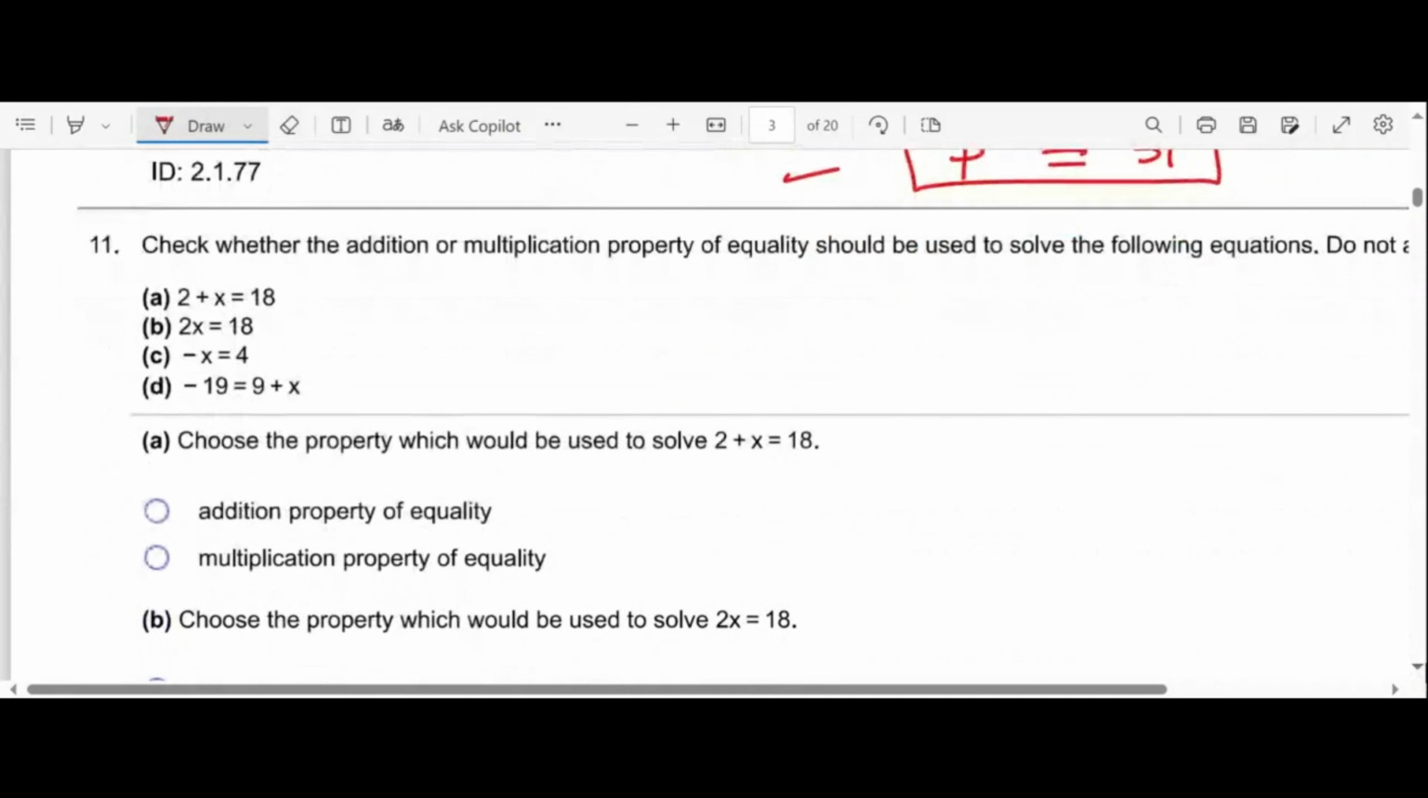Whose turn? Please read your name. Abdul Malik. Check whether the addition or multiplication property of equality should be used to solve the following equation. Do not actually solve. Solve means you have to find the value of x, right? Or y. So here, what should I do? The first step, I have to add what? -2, right? So here is going to be addition.